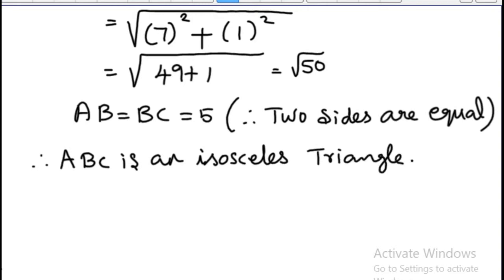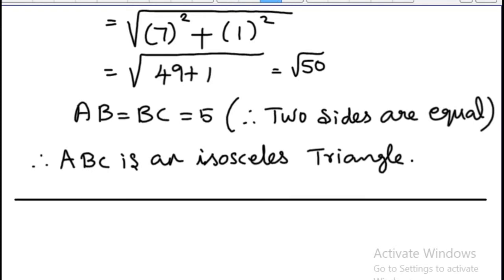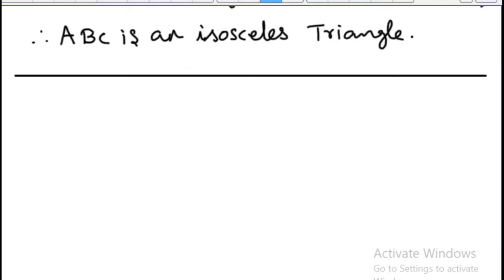The same way you have to do the second subdivision, that is homework for you. Then next problem, question number 4. Show that the following points taken in order form an equilateral triangle. Isosceles triangle means two sides are equal. The equilateral triangle means three sides are equal. So we want to prove the lengths of the distances AB and BC and CA are all equal.